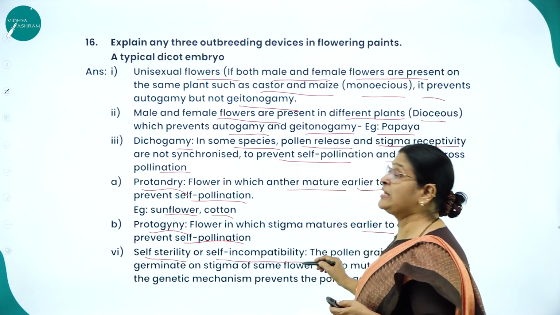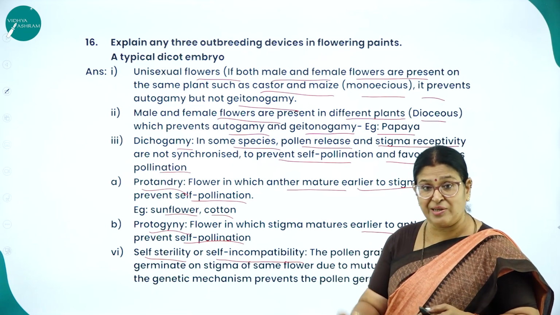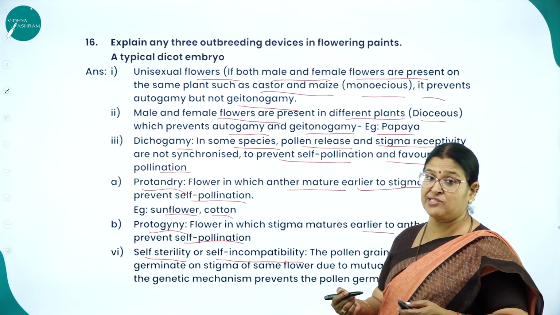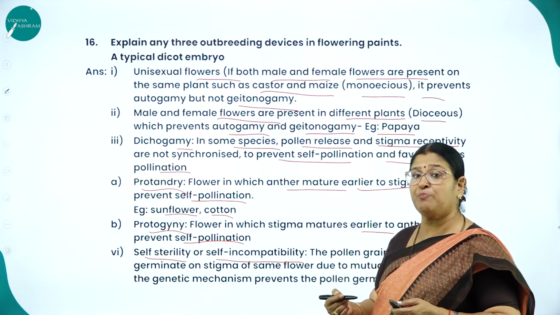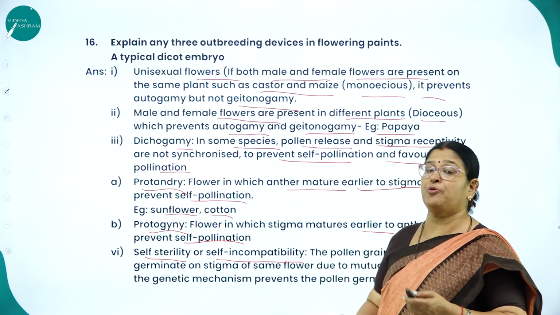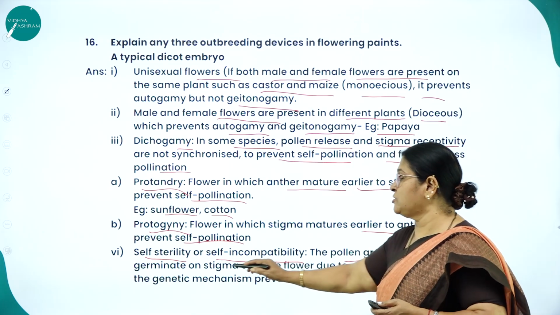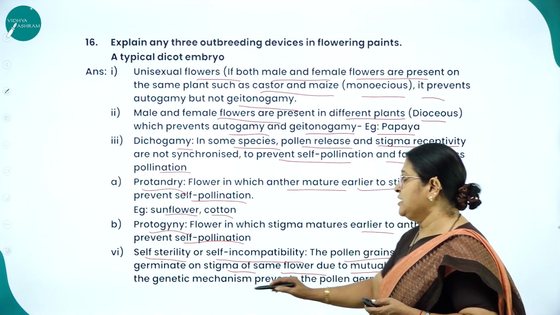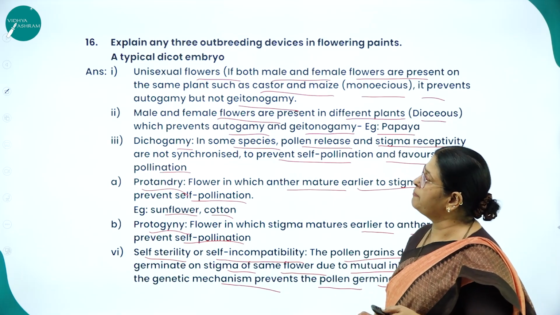Self-sterility or self-incompatibility, very, very important. Only when the stigma is receptive will it accept the pollen grain that is going to fall on the stigmatic surface. As we all know, the stigma is the landing surface for the pollen grains. Thereon the pollen and pistil interaction is going to happen. So the pollen grains do not germinate on the stigma of the same flower due to mutual inhibition. In this, a genetic mechanism prevents the pollen germination on the stigma.